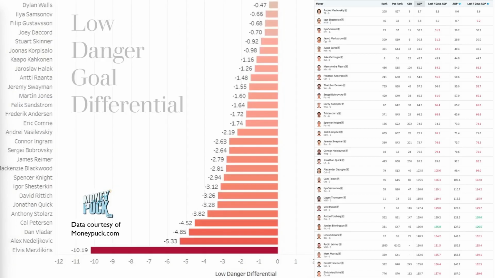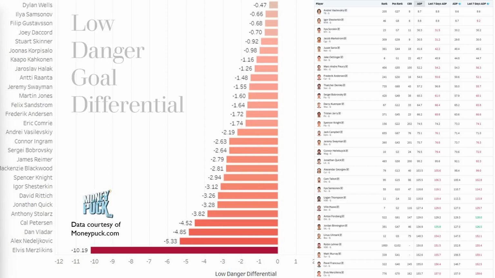Let's take a look at a different metric. So what you see here is low danger goal differential. And what this shows us is, wow, that goalie should have had that one, but in numerical form. So these are low danger opportunities that have gone in, and in this graph, you don't see John Gibson anymore because he's actually playing okay. But Merzlikins is more than double the next lowest goalie in this metric.